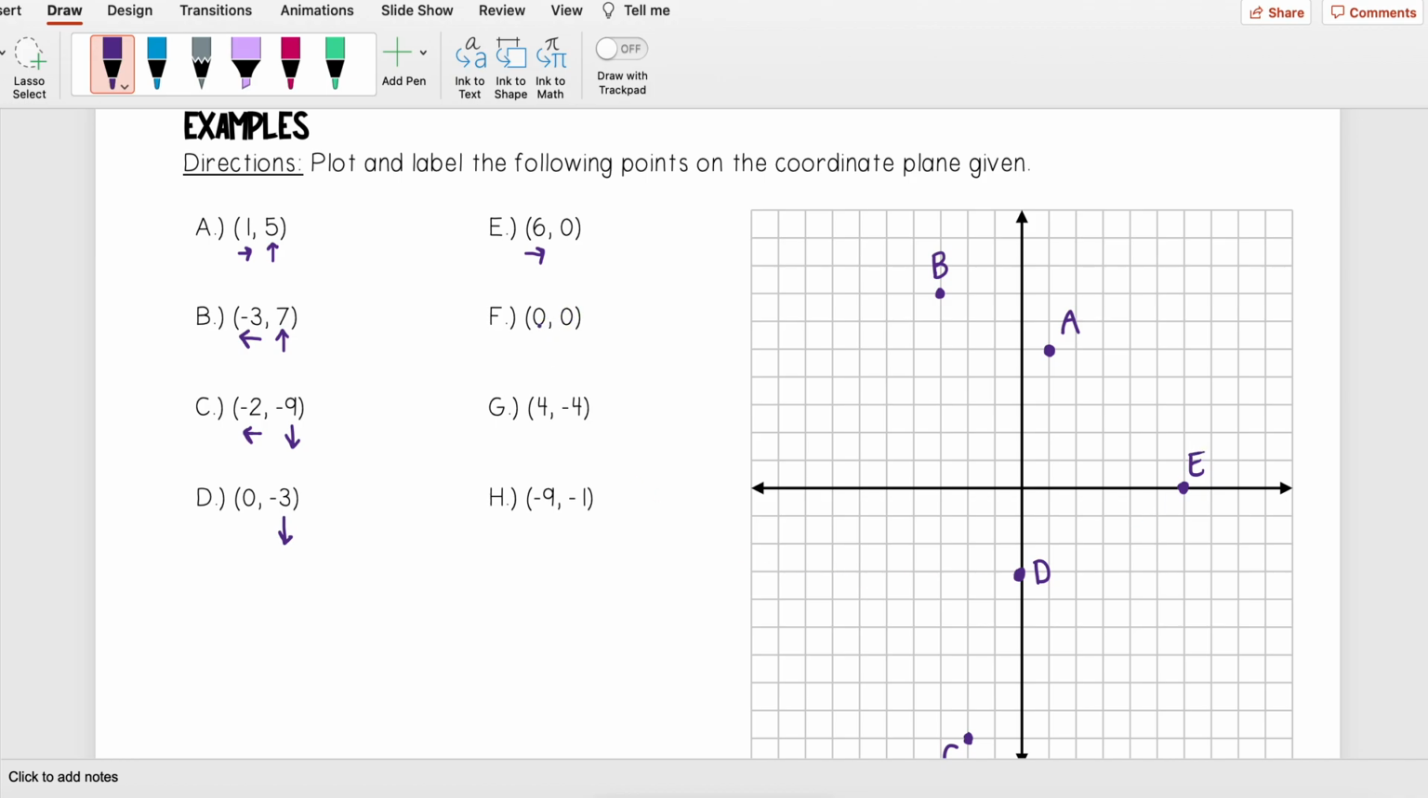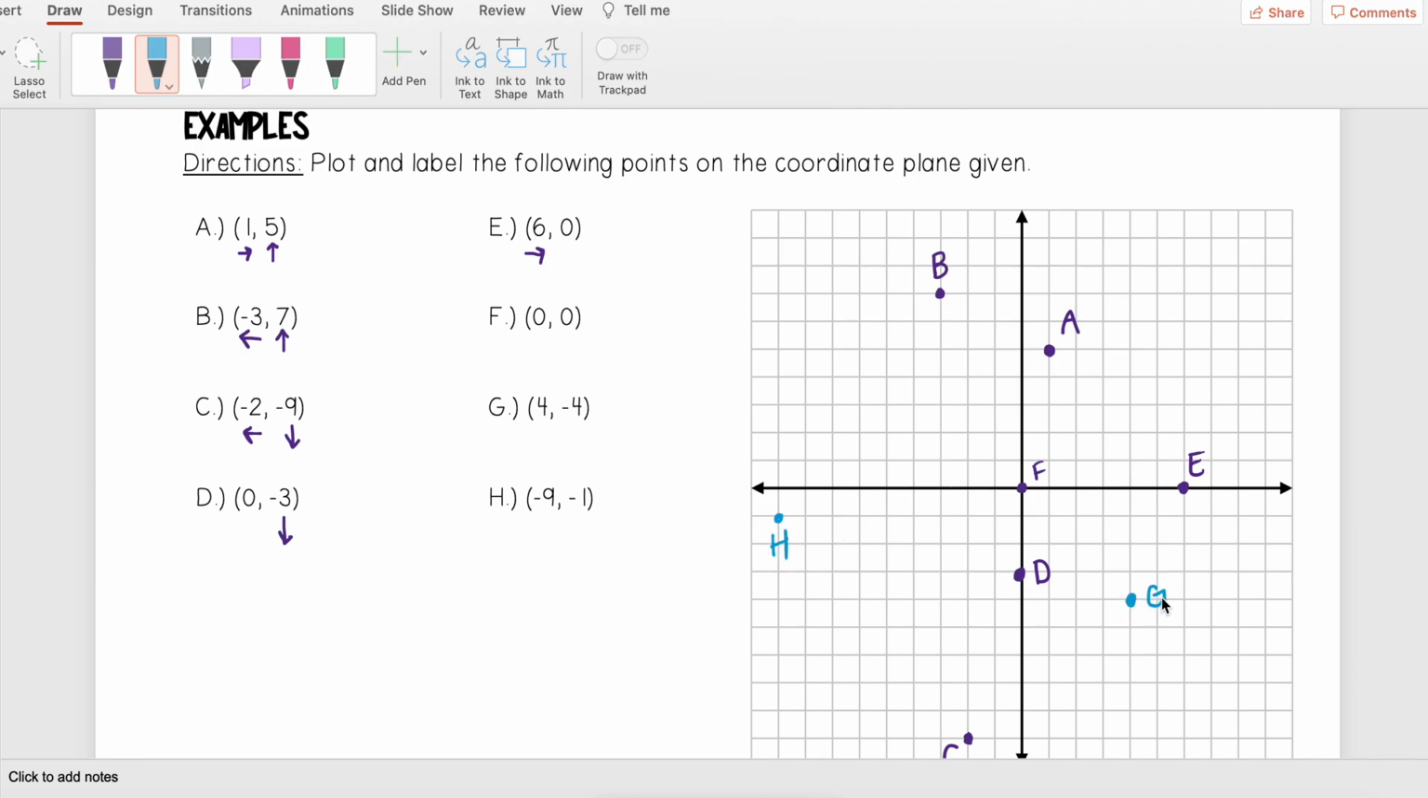0, 0 tells me I'm not going right or left. The second 0 tells me I'm not going up or down. So that's just my place of origin. Okay, go ahead and pause the video and draw in points G and H. When you think you have it, press play.